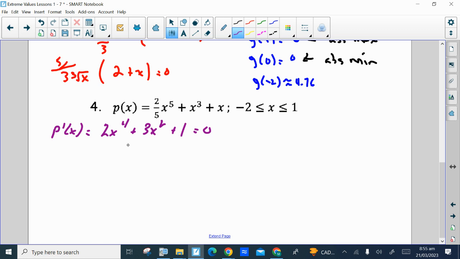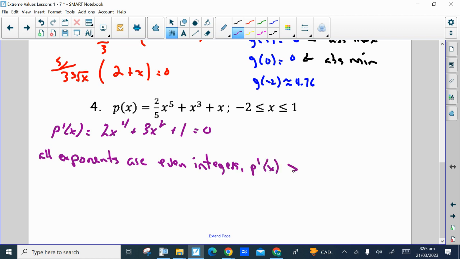So again, because all powers are even numbers, all exponents are even integers, p prime x is always going to be greater than 0. So therefore, p at x is always increasing.